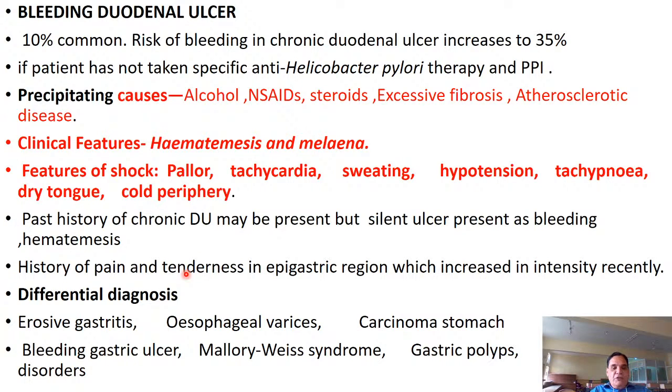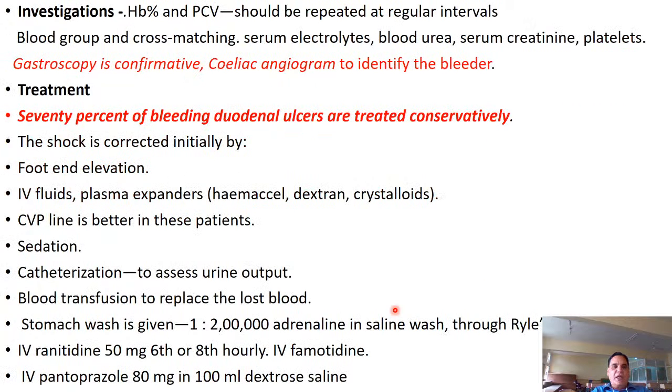Okay. So what are the differential diagnoses we have considered? Non-variceal and variceal. Gastritis, cancer stomach, bleeding gastric ulcer, Mallory-Weiss syndrome and gastric polyp. So these are the differential diagnoses. You can write them down. How do you investigate? Investigations are very simple.